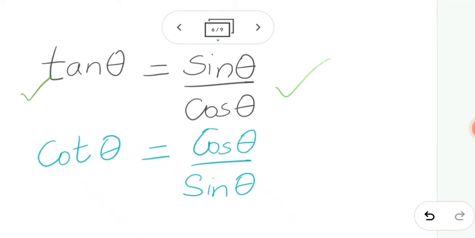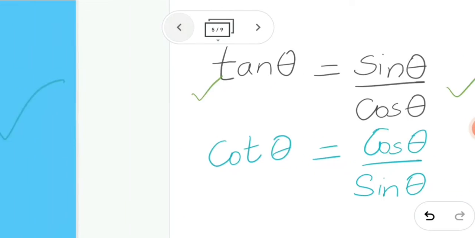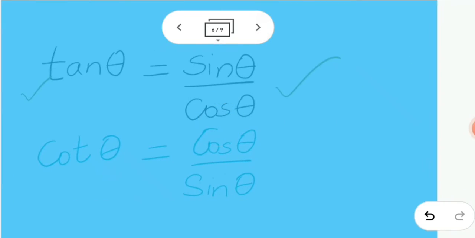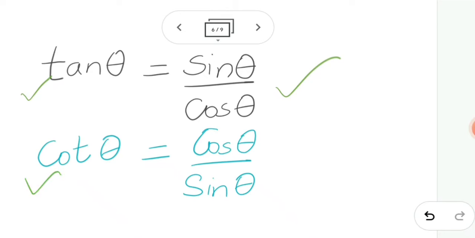Tan theta is equal to sine theta upon cos theta, because we have seen in the table that to get the value of tan theta we have divided sine and cos values. Similarly, cot theta is reciprocal of tan theta. So cot theta will be cos upon sine, just reciprocal of it. So these two are also important results which are commonly used in the questions to prove various identities.